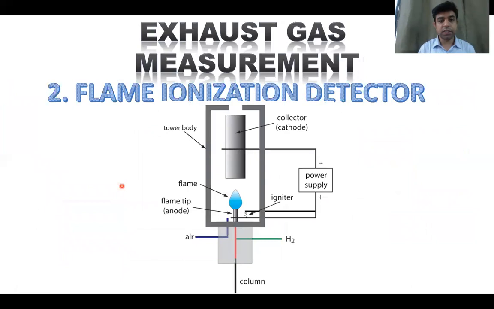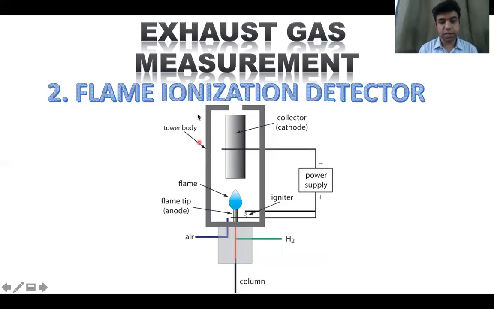Now let us understand the second measurement technique of exhaust gas. This is the flame ionization detector. Before we start this topic, let me brief you that this analyzer is only used to measure the amount of hydrocarbon present in the exhaust gas. We cannot measure all the gas constituents. We can just measure the amount of hydrocarbon present.